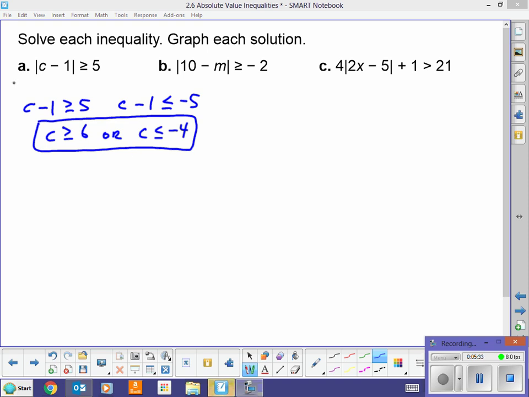B, I'm going to save room by not graphing. Hopefully you remember how to graph compound inequalities. The absolute value of 10 minus m is greater than or equal to negative 2.